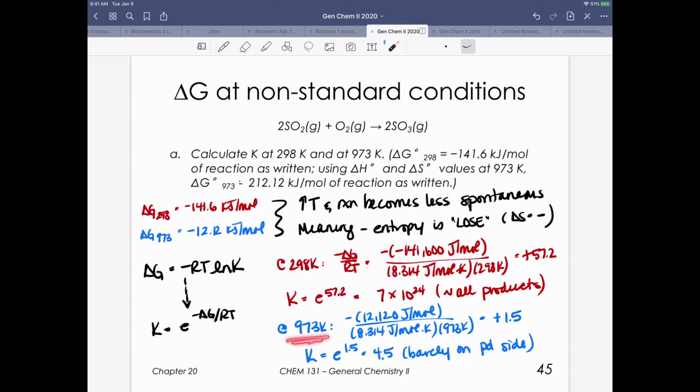When we're at 973, it's still a spontaneous process, okay? But now we're barely on the product side. Our K is not very large, okay? So barely on the product side there. Okay, so hopefully that's pretty straightforward for you guys to see those numbers.